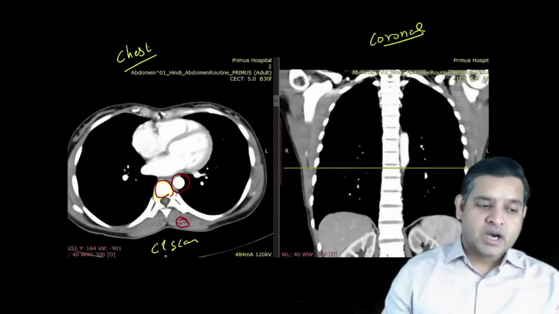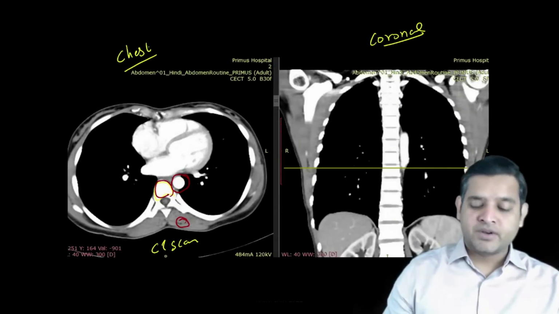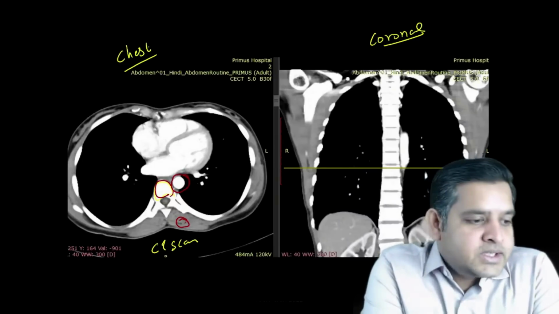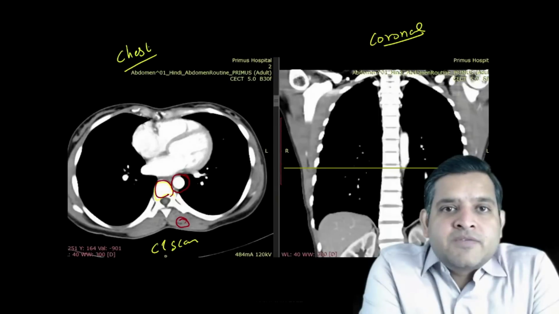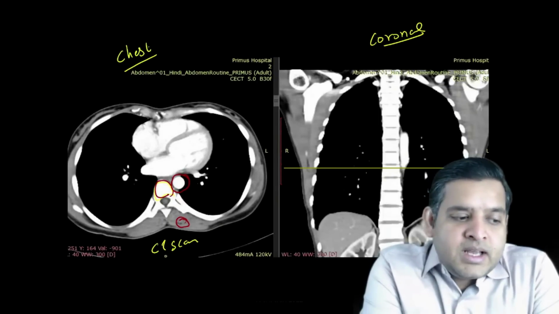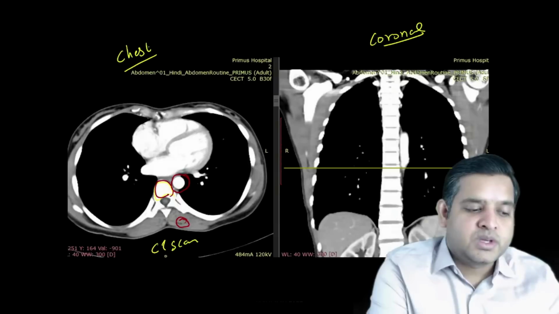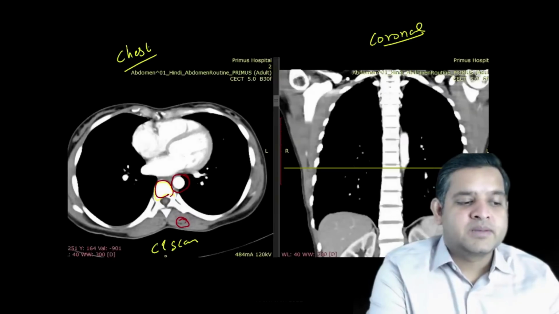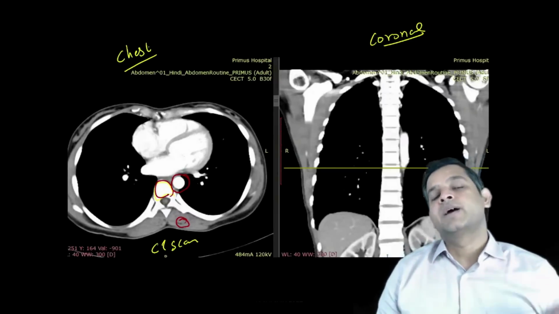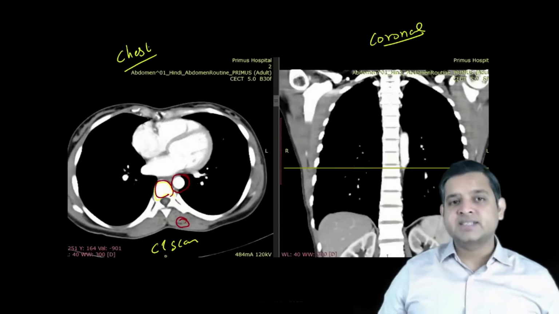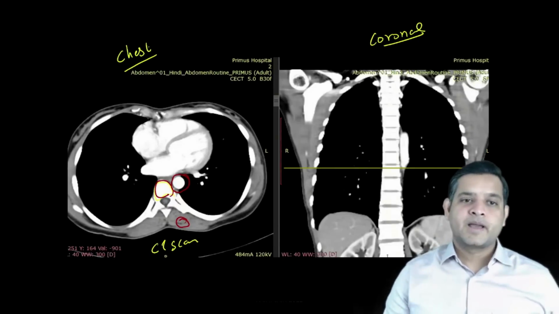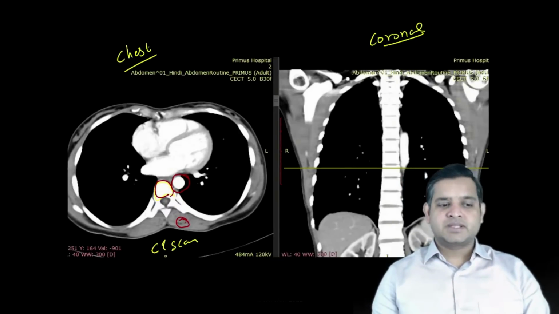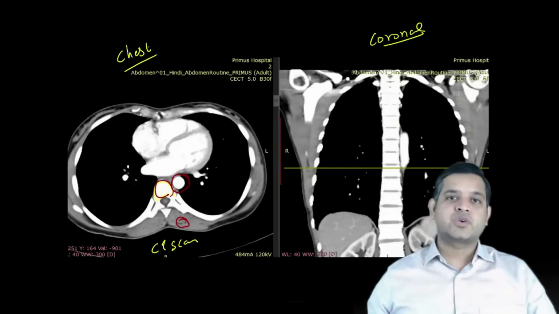So always, whenever you have a doubt, whenever you want to identify whether it's a non-contrast CT or a contrast enhanced CT, compare the vessel with a muscle. If the vessel is whiter than the muscle, it has to be contrast enhanced. If the vessel and muscle are of exactly the same color, it's a non-contrast CT.